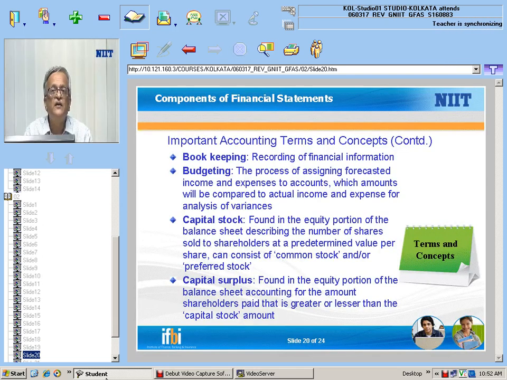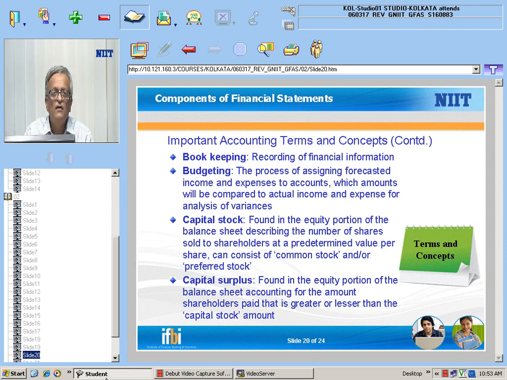Next, bookkeeping. Bookkeeping, as all of you know, is the recording of financial information. Whenever business transactions are accounted for, they are accounted for in the books of accounts. This procedure is called bookkeeping. That means you are writing the books as per the transactions.